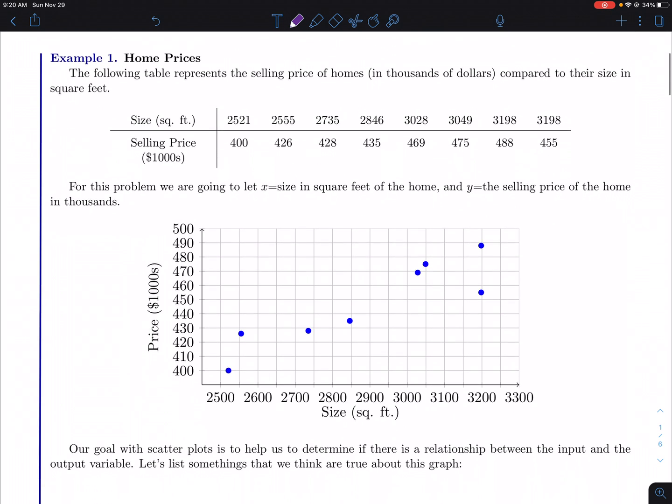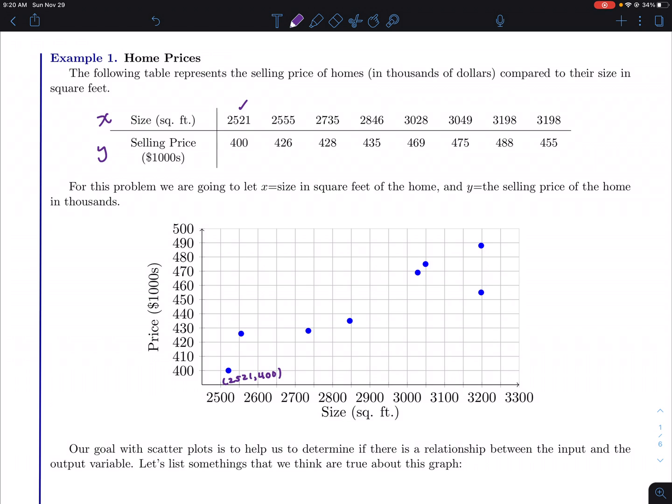So in this case, here's an example of home prices based on the size, which we're going to let be the x variable. So our input is the square footage, and the output is going to be the selling price in thousands. So this first point tells us we've got a house that has 2,521 square feet, and it's worth $400,000. So just to shorten it up, we've cut off the last zeros just to make it easy to graph and stuff like that. And so if we look, we can find where each of these would actually be plotted. So 2521 would be this one right here.